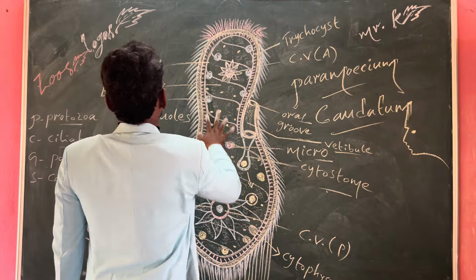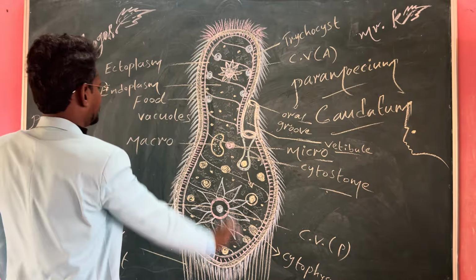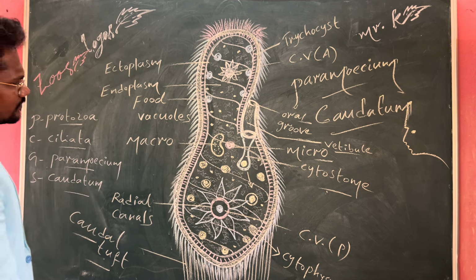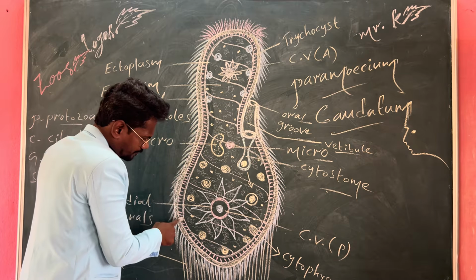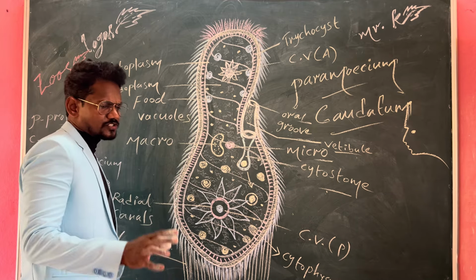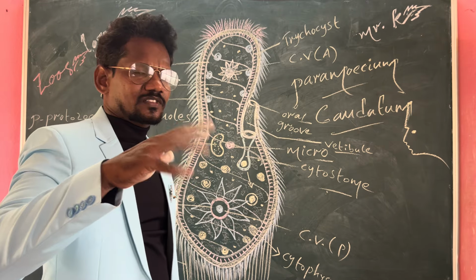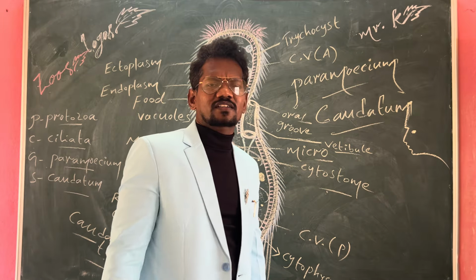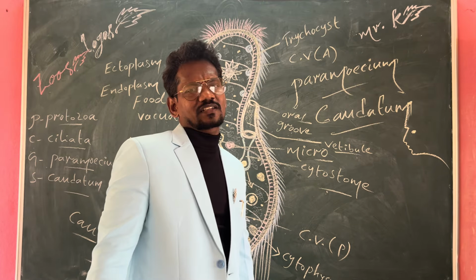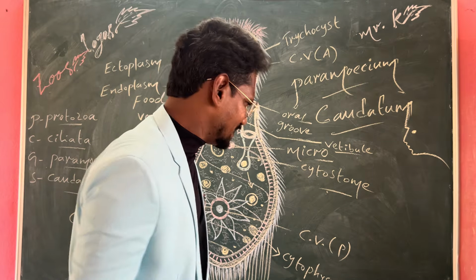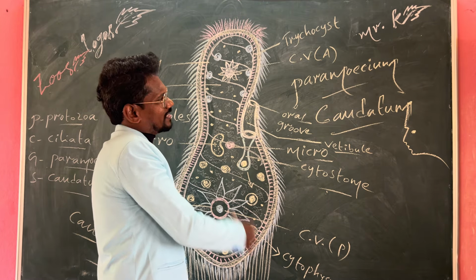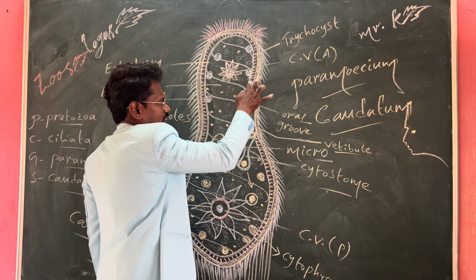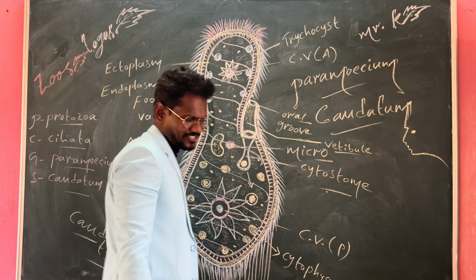Then a special structure can be seen between the pellicle and the ectoplasm. You can observe it here. These help in the formation of cilia and also in ciliary movements. They also help in locomotion or movement, and in trapping prey or collecting food particles, because this is an aquatic organism. That is called the trichocyst. The special structure is called the trichocyst.